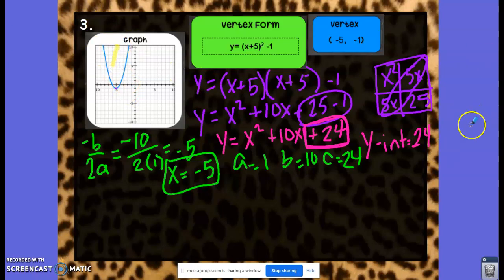We are going to attempt to draw our axis of symmetry here on our graph. I think I'm better with my finger than I am my mouse. Let's see here. There we go.